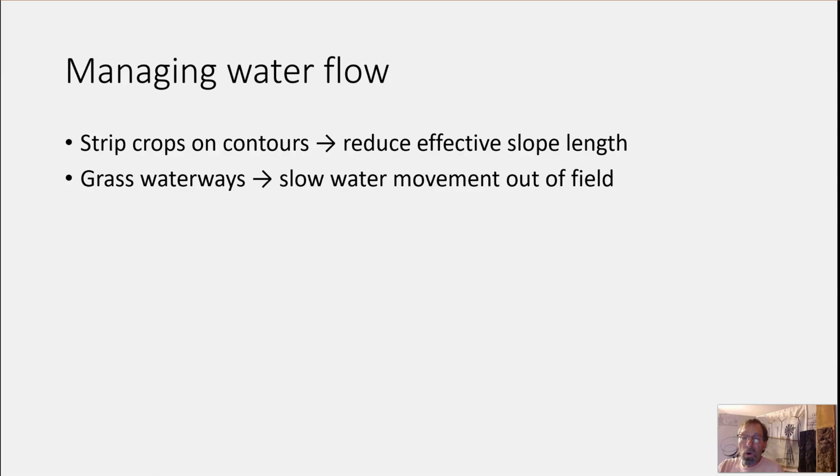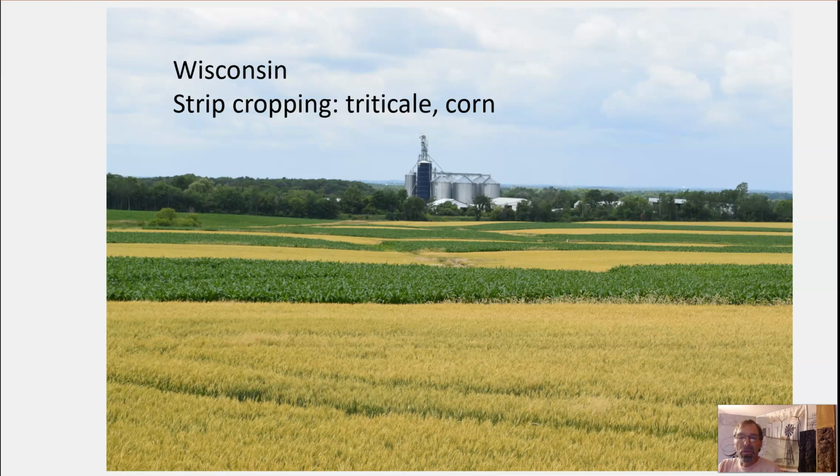Now, if you want to manage the water flow, strip cropping and contours reduce the effective slope length. You haven't changed the shape of the landscape, so you haven't changed the topography. You're just changing what you're managing. And grass waterways can help slow water movement out of the field. So this is a beautiful example in Wisconsin where they're strip cropping triticale in the foreground, and then corn, and then triticale, and then corn. So as they're going down the slope, breaking that slope up by changing the nature of the crop.